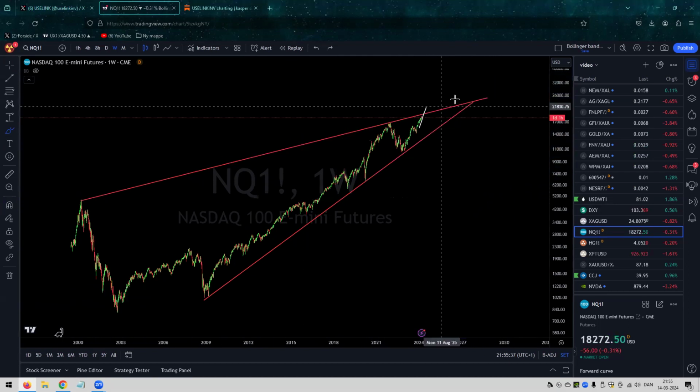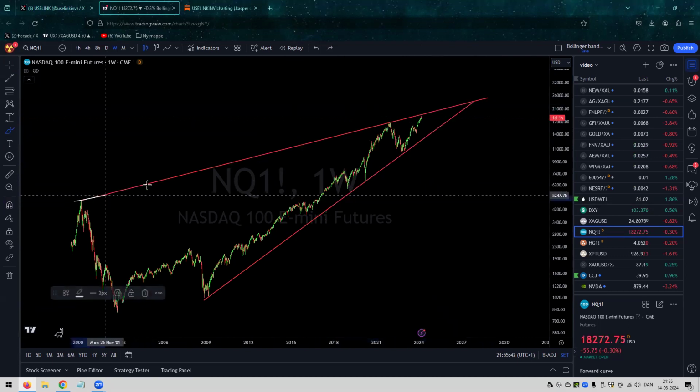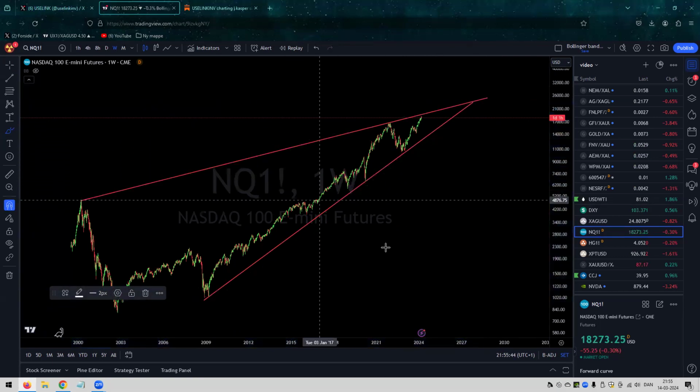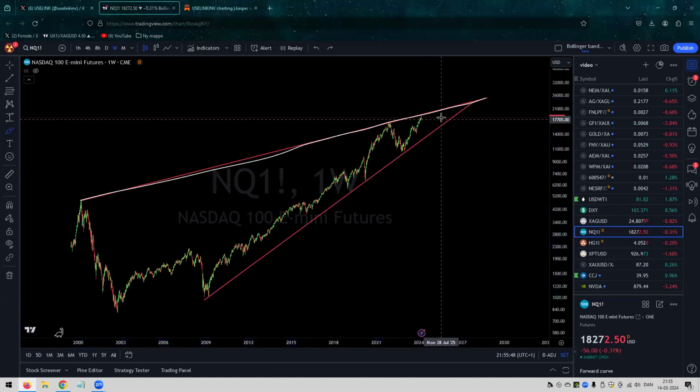So again, very big. This is a bit of a longer term play, just like the silver. But again, a very important trend line here on the NASDAQ. Very, very important, that trend line, obviously. And then we have the lower bound, which comes in and will be very important when we get there, if we get there.